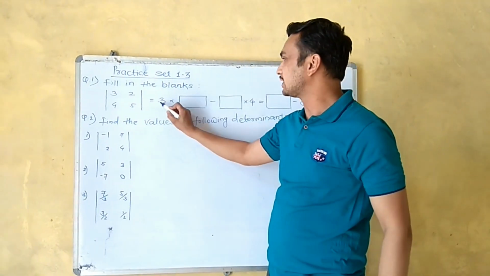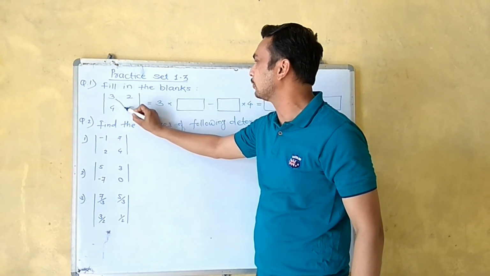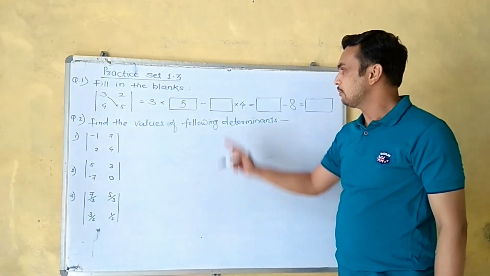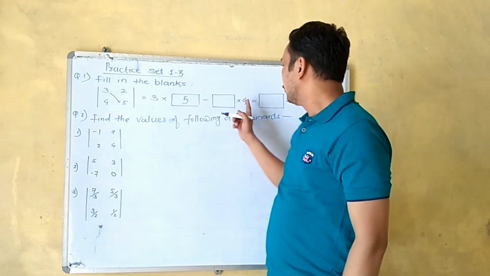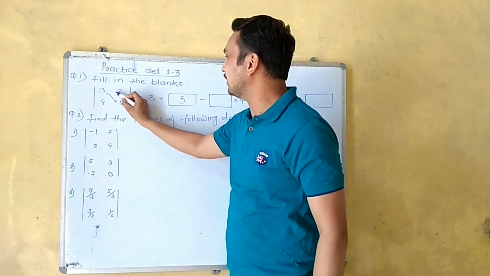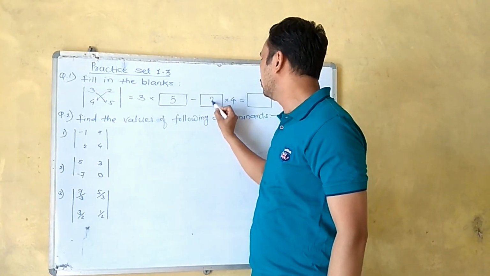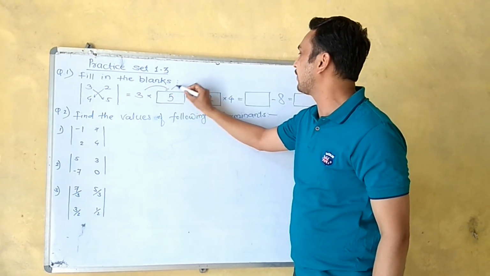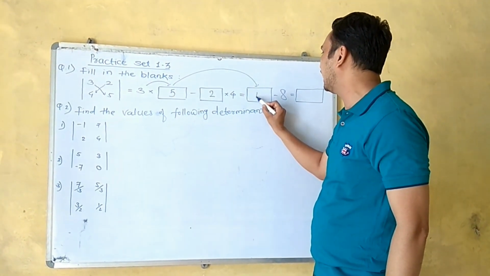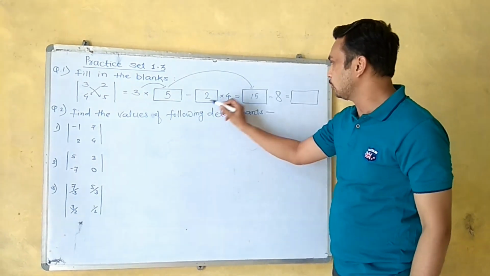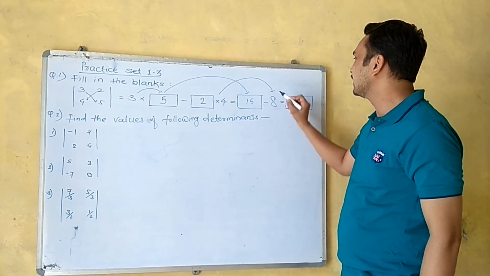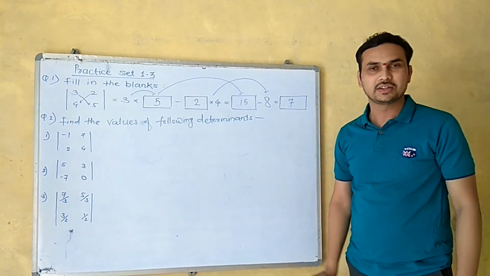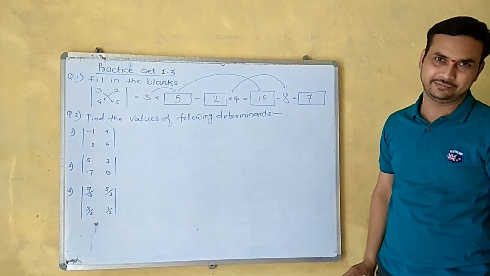that is 3 multiplied by 5. So here you will write 5 minus 4 multiplied by these 2. So 2 multiplied by 4. So 5 3s are 15, that we will write here. And 2 4s are 8. 15 minus 8 is equal to 7. So this is our question number 1.